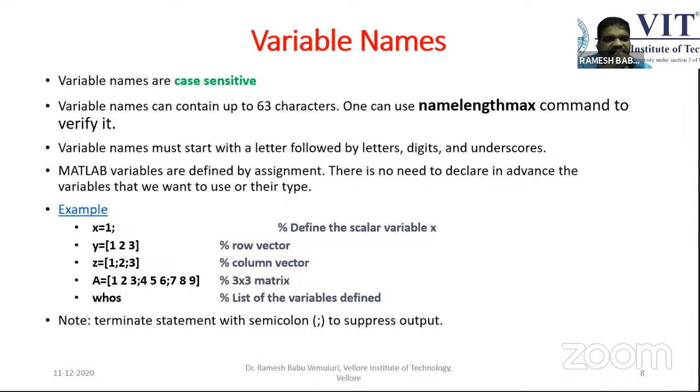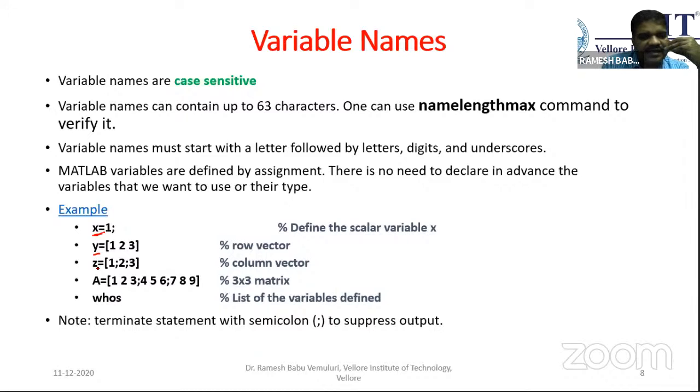Here you can give the example: x equal to 1. So it defines a scalar variable, and even for x, 8 bytes of memory are allocated. And y is a row vector, only one row and three columns. These also have been allocated 8 bytes of memory.